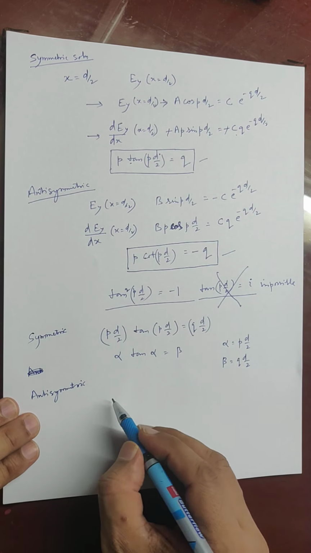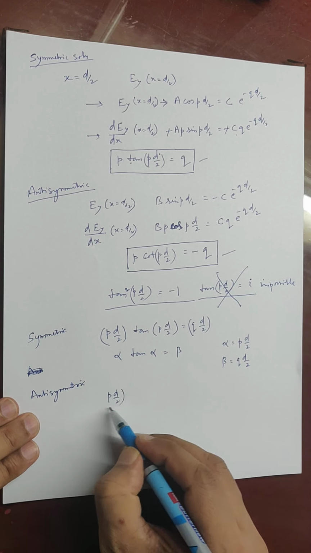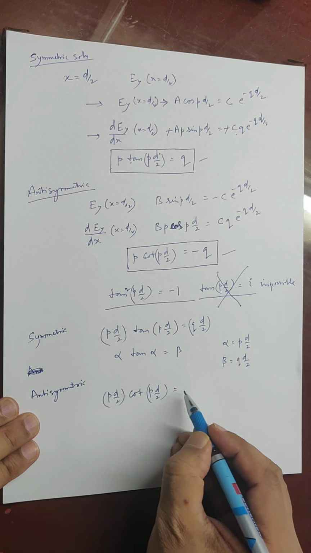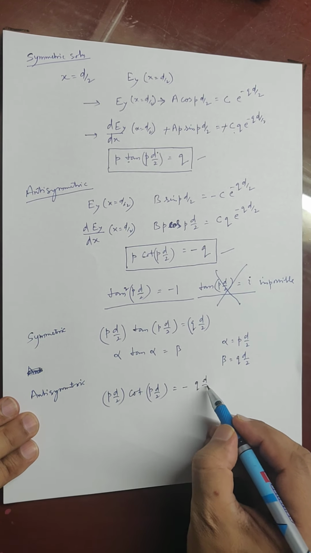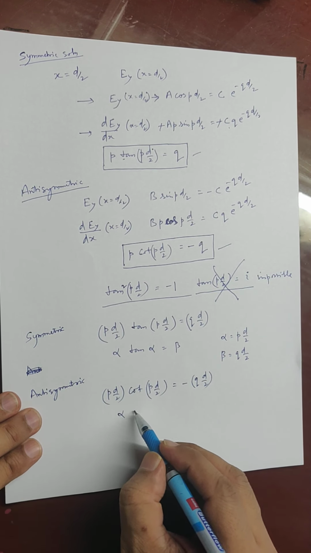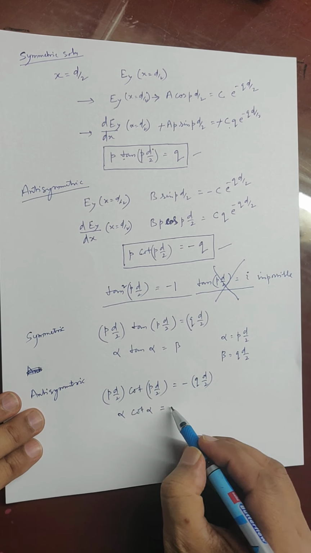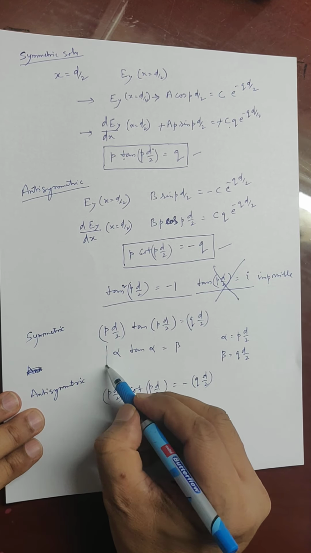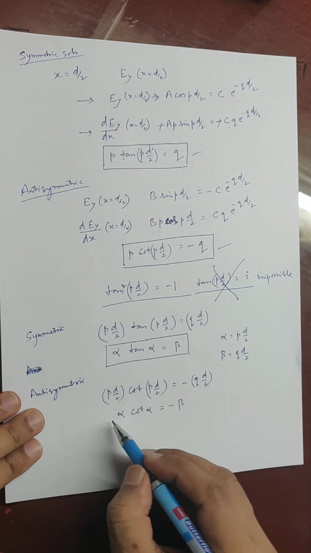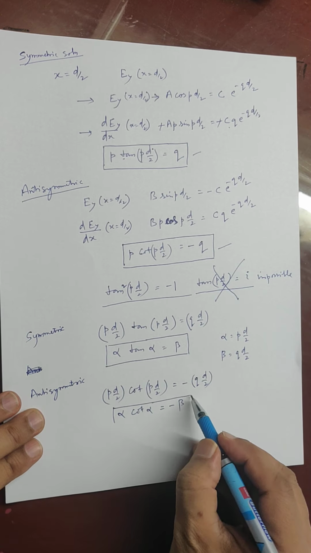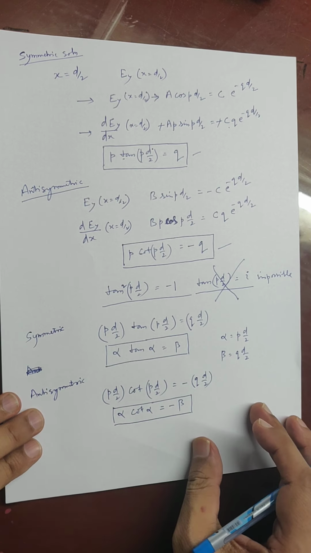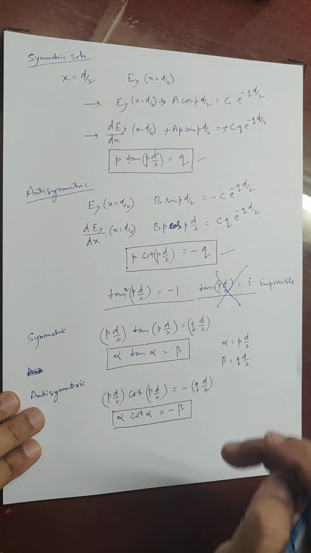Again we multiply d by 2, so p d by 2 cot of p d by 2 is equal to minus q d by 2. So this is nothing but alpha cot alpha is equal to minus beta. So these are the two, the new form of the same equation. Initially it was in p and q with d. Now we have chosen alpha and beta as our parameters and we have defined them like that.